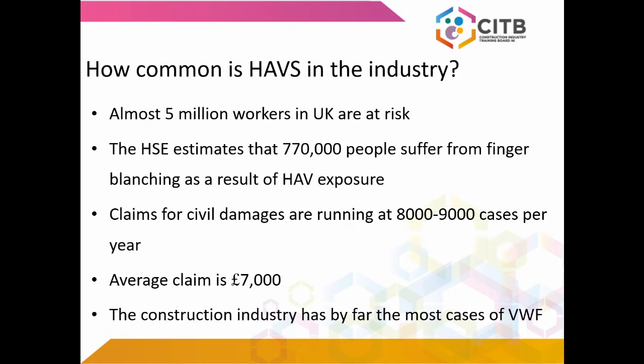How common is HAVS in the industry? Almost 5 million workers in the UK are at risk. The Health and Safety Executive estimates that 770,000 people suffer from finger blanching as a result of HAV exposure. Claims for civil damages are running at 8,000 to 9,000 cases per year, and the average claim is £7,000. The construction industry has by far the most cases of vibration white finger.